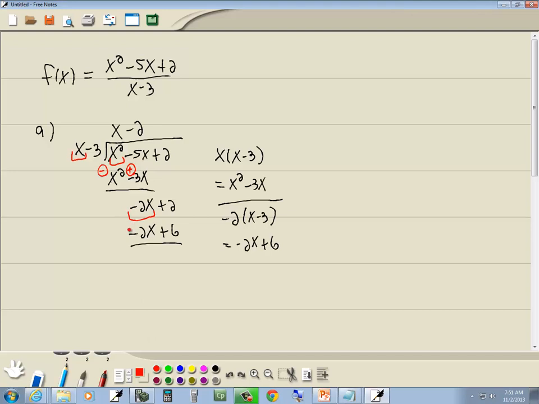We're going to subtract that line, which means flip signs. So this becomes positive, and this becomes negative. Negative 2x plus 2x drops away. 2 minus 6 is negative 4.